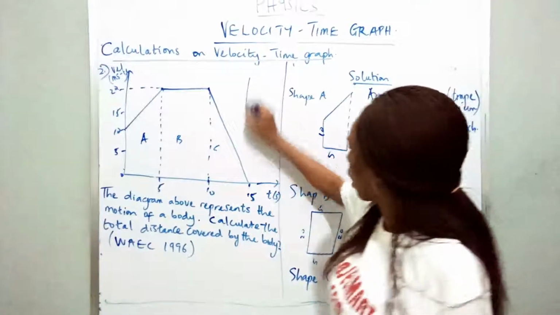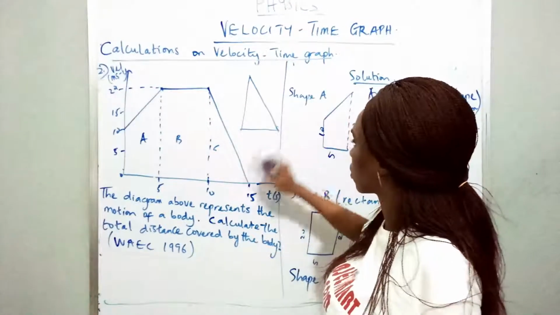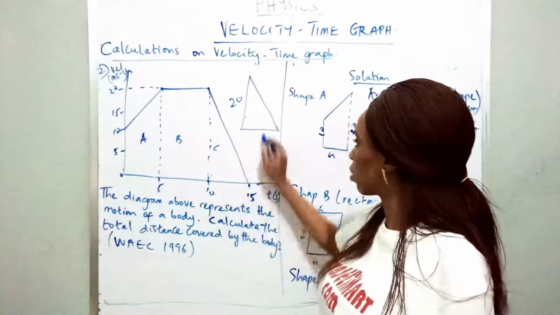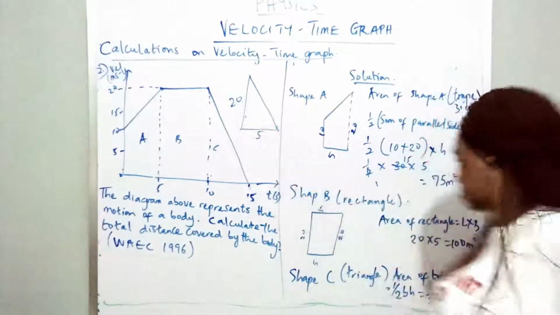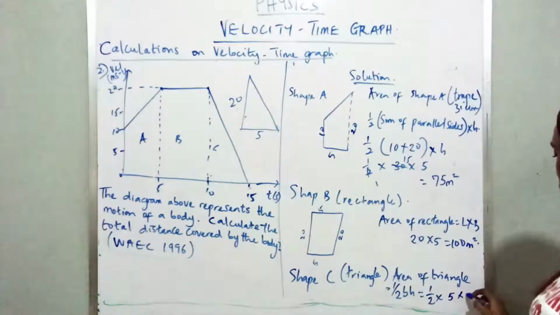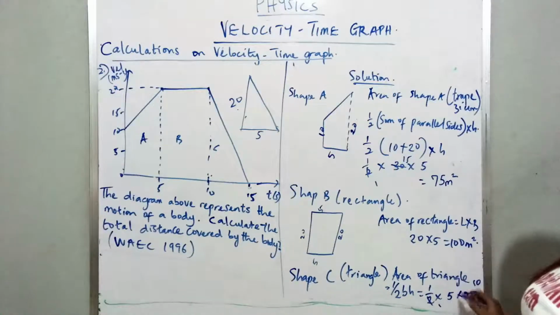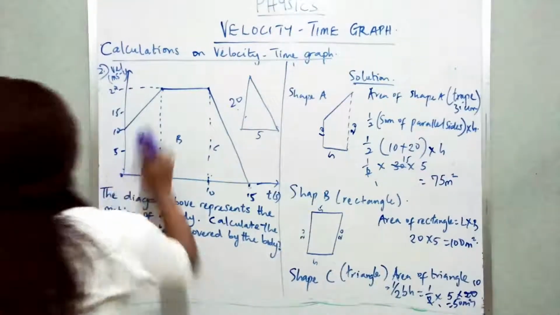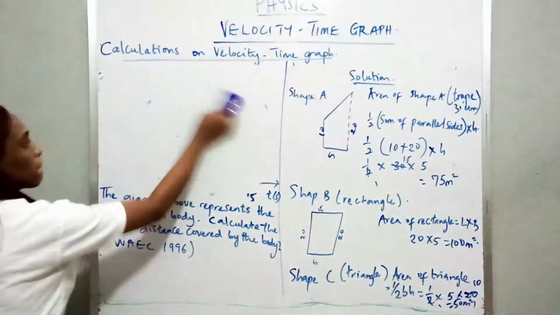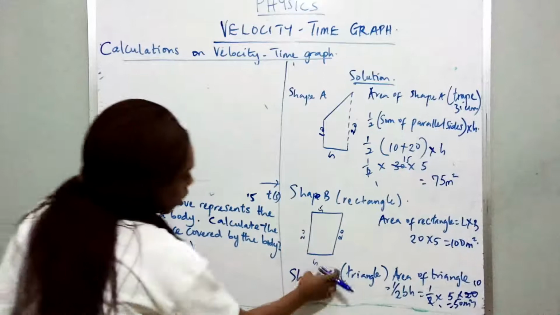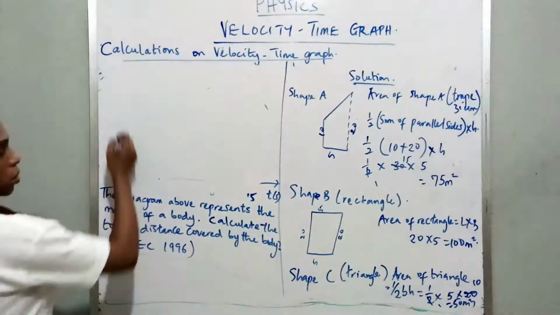I'm just going to draw it out. This is what we have. From here to here, the distance from this point to this point, that is 20. Distance from here, 15 minus 10, that will give us 5. So the base is 5, the height is 20. So I have half times 5 times 20. 2 ones are 2, 2 tens are 10. That will give me 50. So the area of shape C, which is a triangle, gave us 50 meters squared.